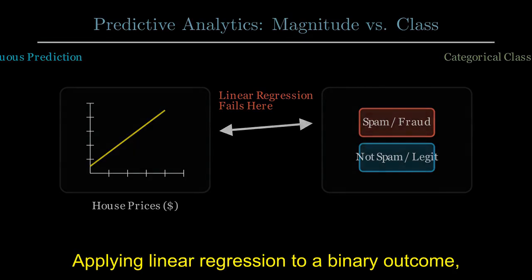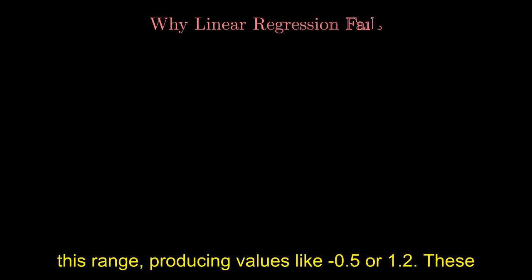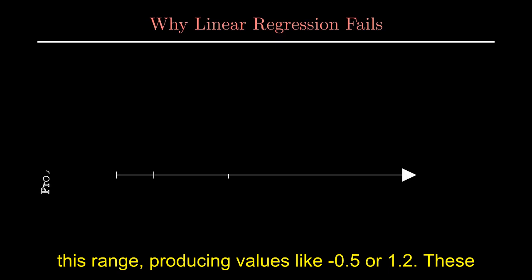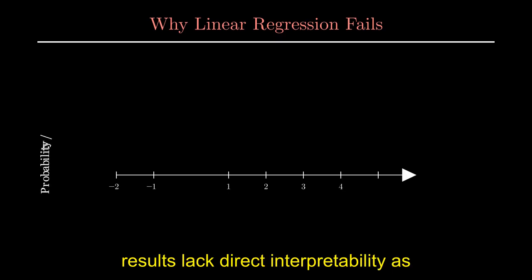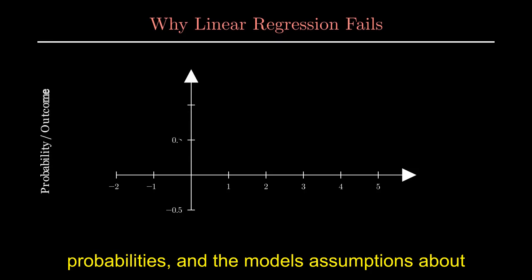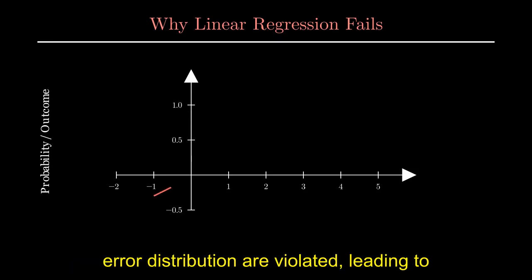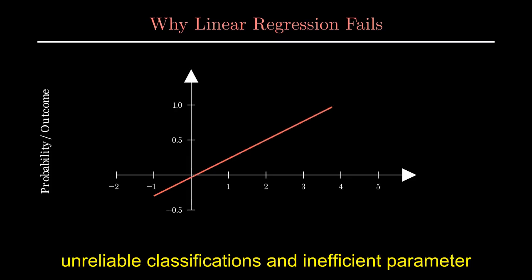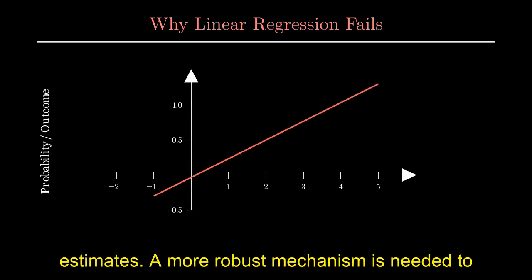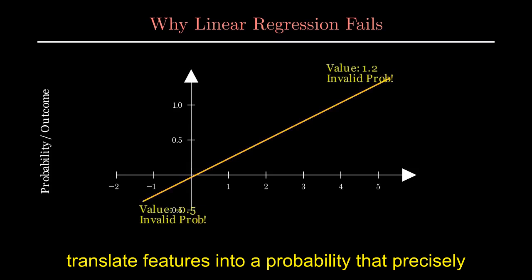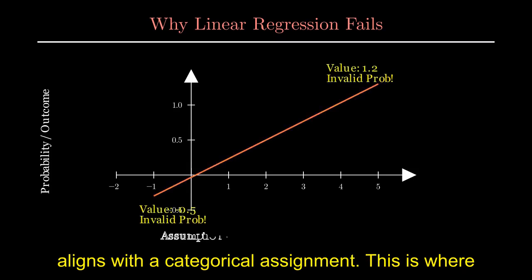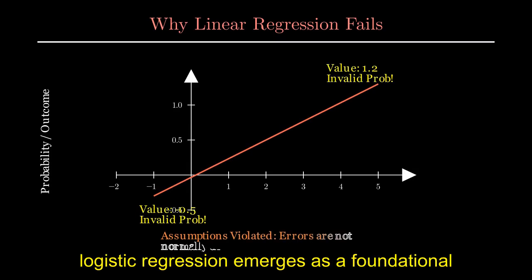Applying linear regression to a binary outcome, often coded as 0 or 1, can yield predictions outside this range, producing values like -0.5 or 1.2. These results lack direct interpretability as probabilities, and the model's assumptions about error distribution are violated, leading to unreliable classifications and inefficient parameter estimates. A more robust mechanism is needed to translate features into a probability that precisely aligns with a categorical assignment. This is where logistic regression emerges as a foundational classification algorithm.